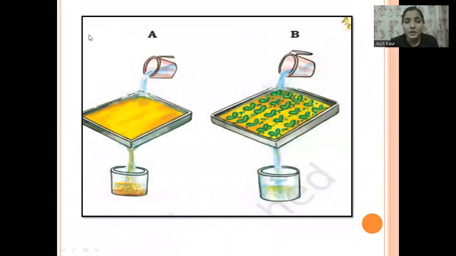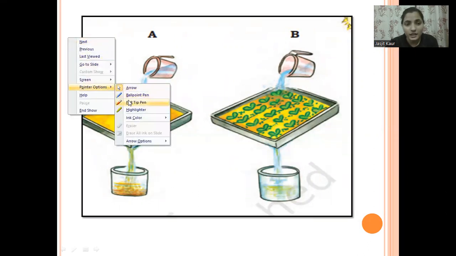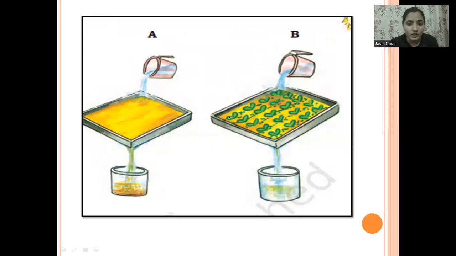So here I have pasted one picture for you, and you can see two trays in this picture. Tray A represents the soil that is there in this tray, and in the second tray we have plants grown. So now you have to tell me, you can write your answer in the comment section simultaneously. If I pour water in both the trays, in which tray will the soil wash out more?